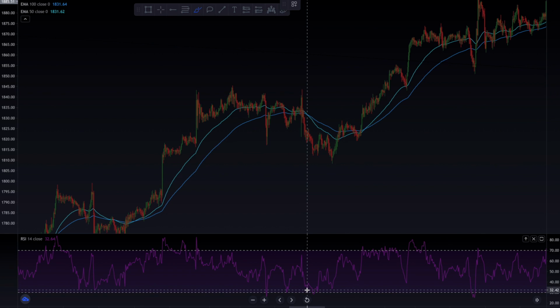level 30 and is called an oversold level. And when we have to look for a bearish divergence, we have to look for this level, which is level 70 and it is called an overbought level. So now let us first take a few examples of bullish divergence and then we will take some examples of bearish divergence.